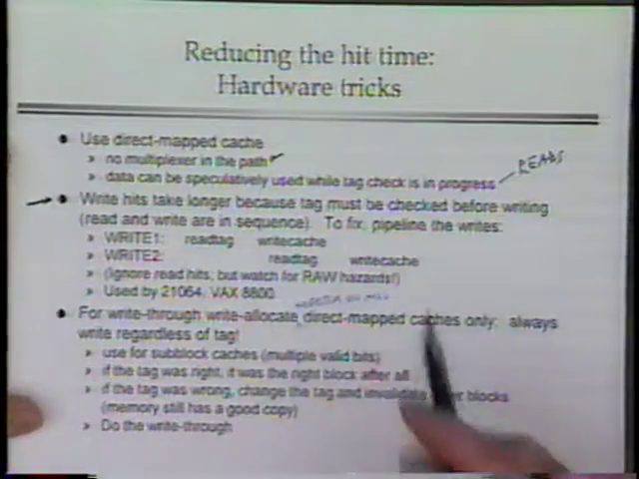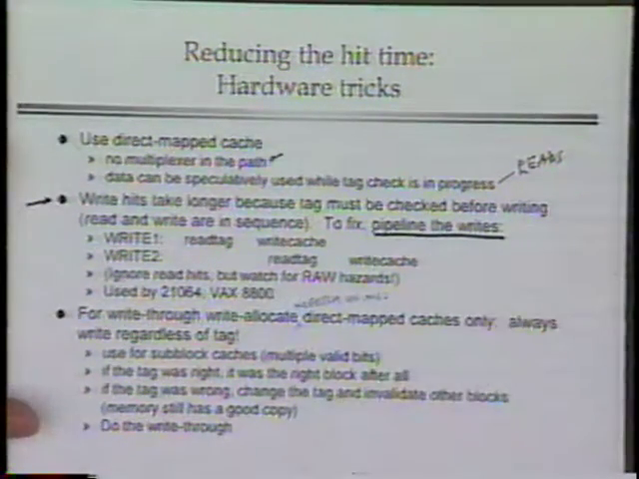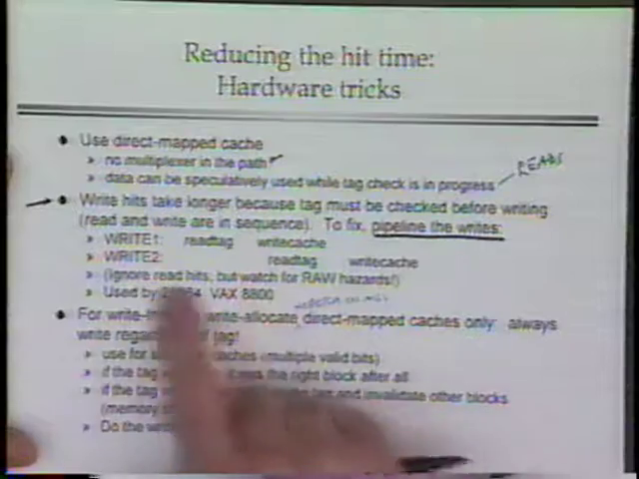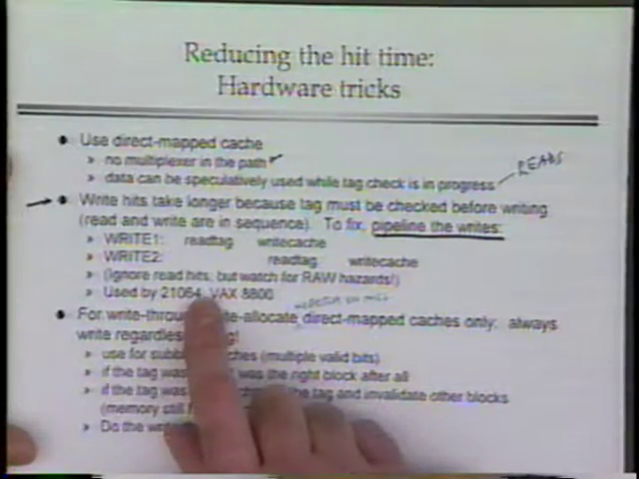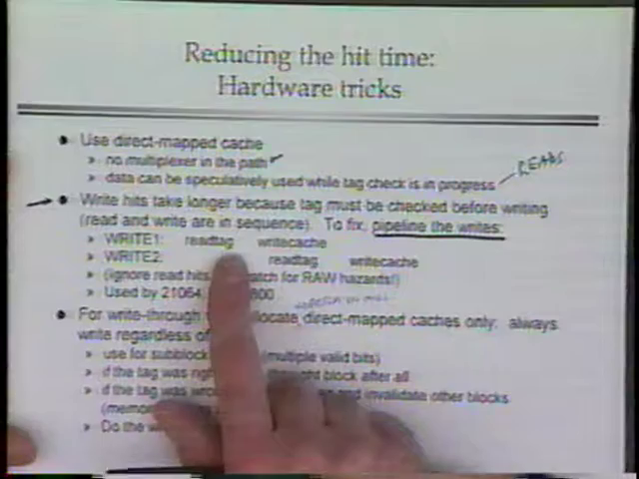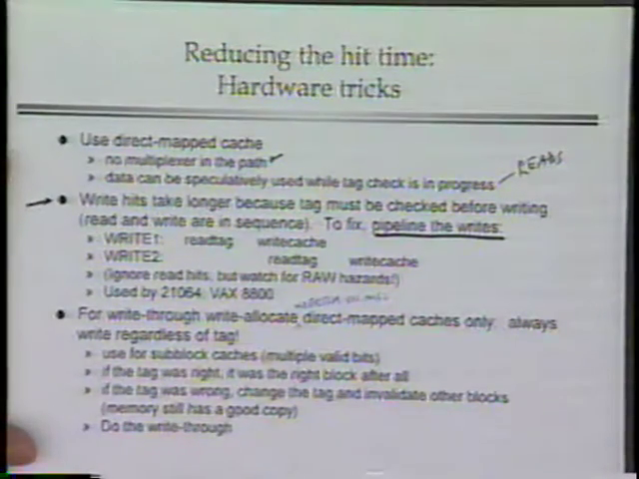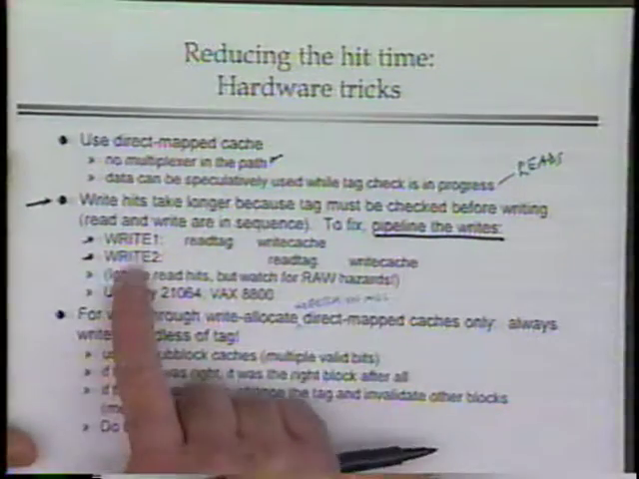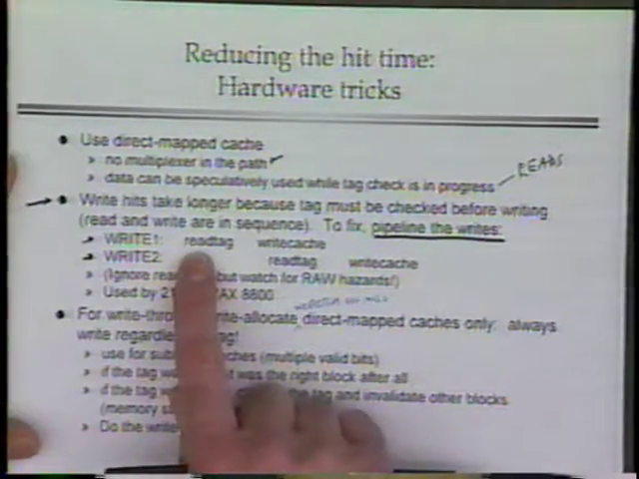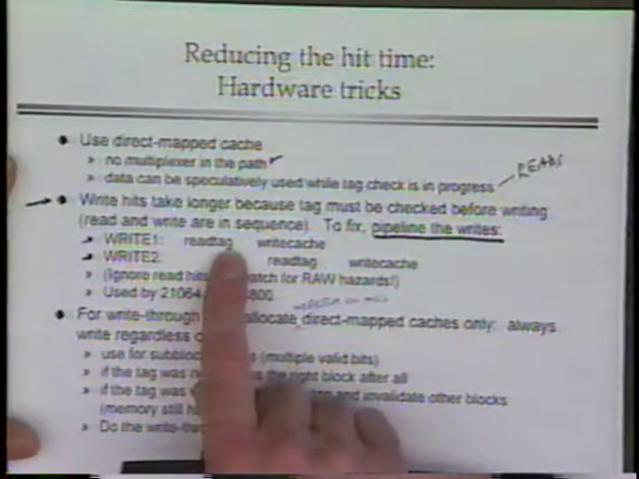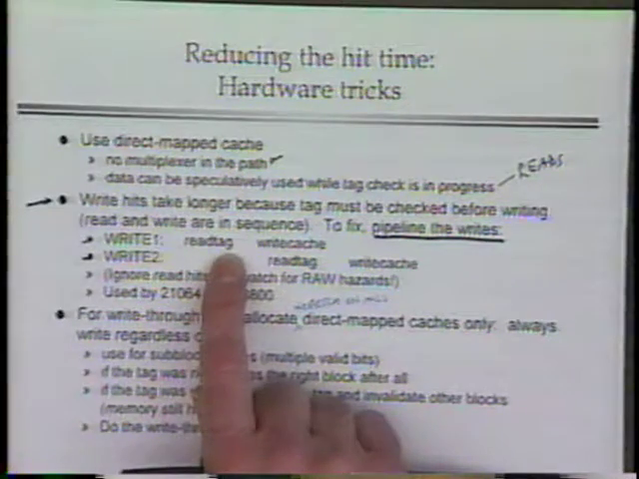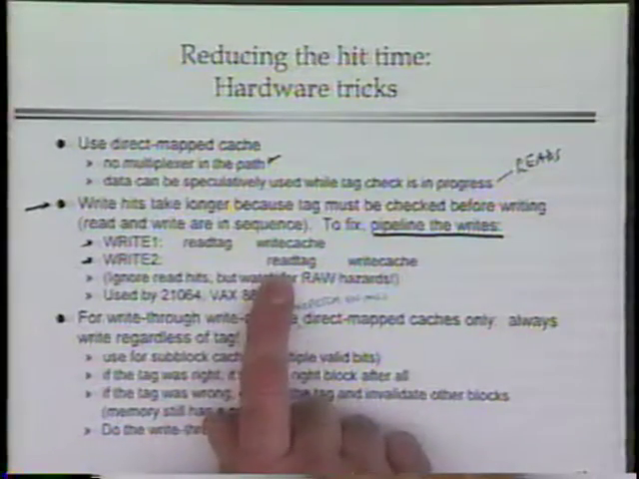There is a fix for that as well, and the fix for that is to pipeline the writes. You don't necessarily have to do the write immediately. Once you've done the tag check, you can delay the write into some time later. And one way to do that is to look at consecutive writes and say that, well, in the first cycle doing this write, I'm going to read the tag. But I'm going to delay doing the write to that cache until the next time I get a write.